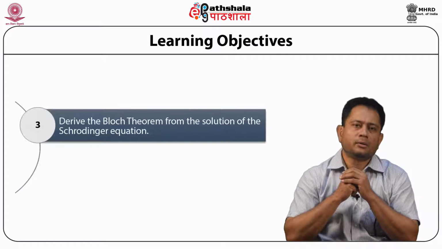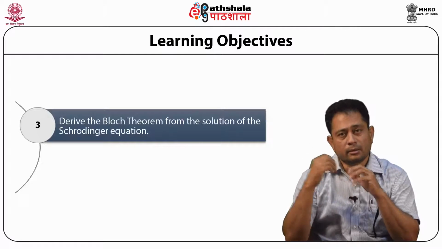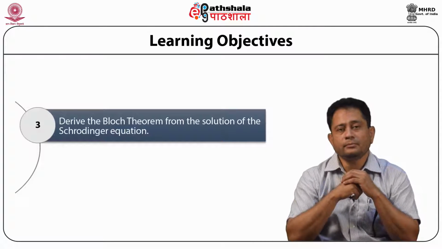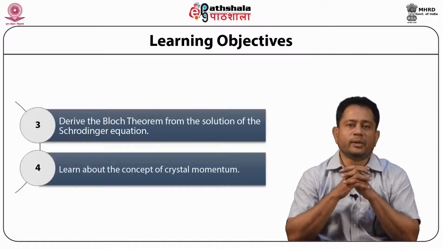We derive the Bloch theorem from the solution of the Schrödinger equation in Fourier space. The Fourier space is also called the K space. We also learn about the concept of crystal momentum.